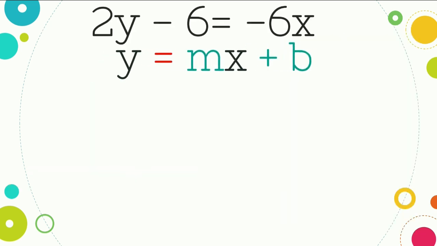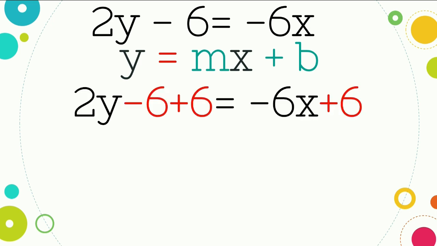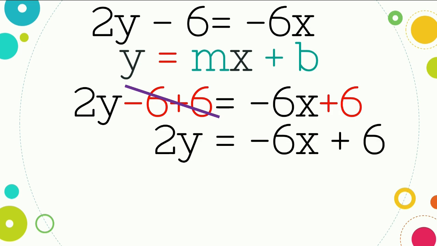Another example, we have 2y minus 6 equals negative 6x. So we have to change it into slope-intercept form, or the y equals mx plus b. So we have to identify the opposite of negative 6 and add it on both sides. Then cancel negative 6 plus 6. We will have 2y equals negative 6x plus 6. Then divide both sides by positive 2.